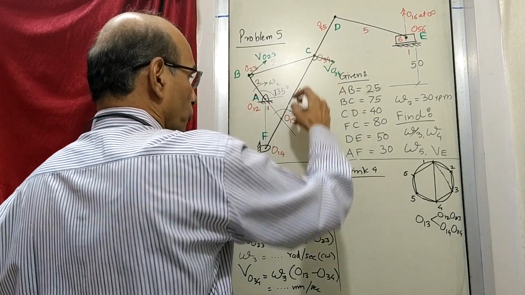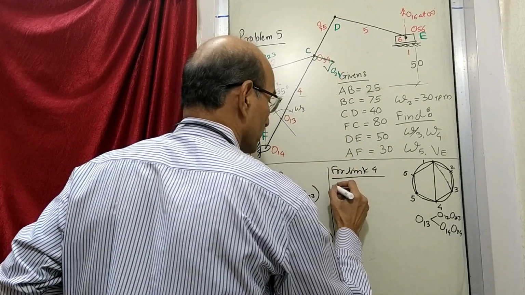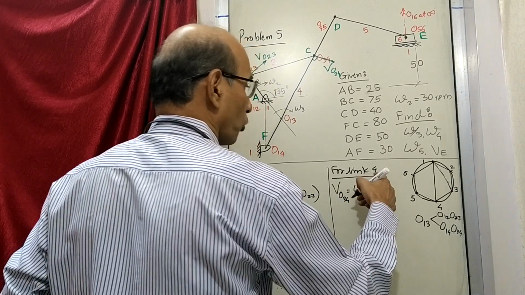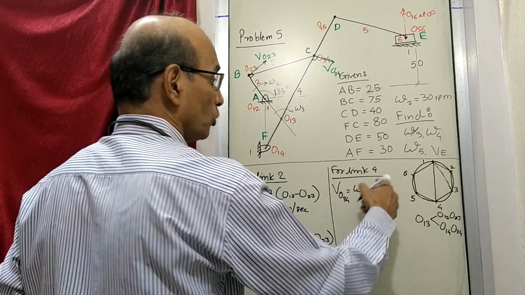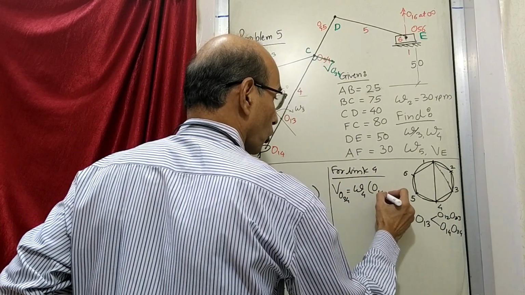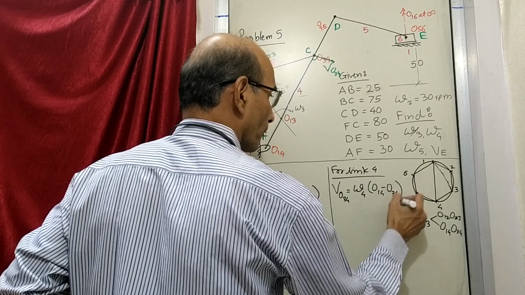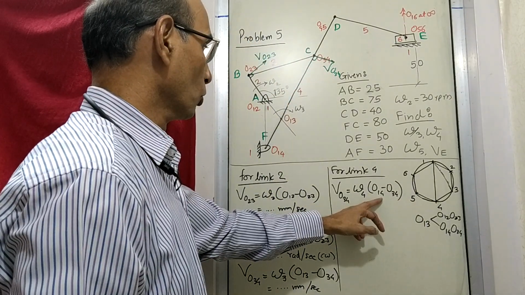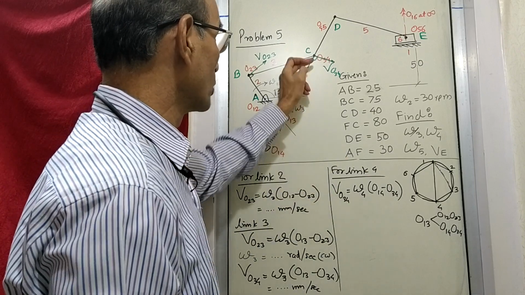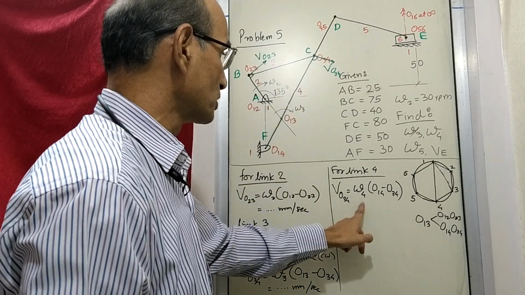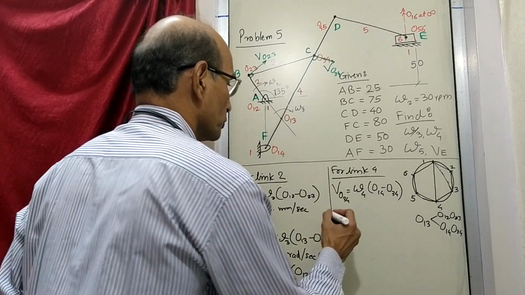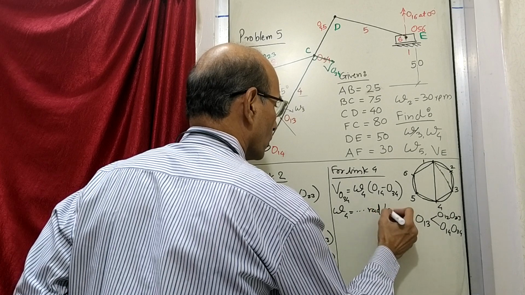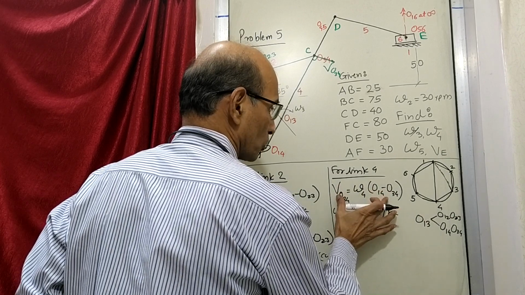So considering link number 4, the same point we are taking again. So the velocity of O34 is equal to, now we write omega 4 because we are talking about link 4, omega 4 times the distance from O14 to O34. This distance is known. Now velocity is already known. So velocity is known, distance is known, so you can find out omega 4. So omega 4 is equal to so much, because these two parameters are known.